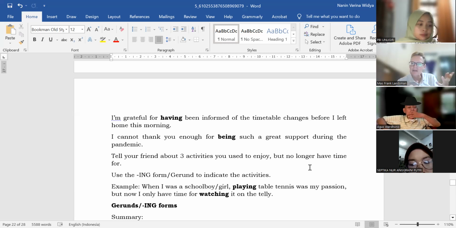Now you're a student, tidak ada waktu lagi untuk hobi tersebut. So, mention 3 activities and use the ing form or gerund to indicate the activities. Example, when I was a schoolboy, or if you're a mahasiswi, a schoolgirl, playing table tennis was my passion. In English, you cannot say table tennising. In Dutch, that's possible. Bahasa Belanda lebih fleksibel, boleh bisa table tennising. But in English, you have to split it into playing table tennis.